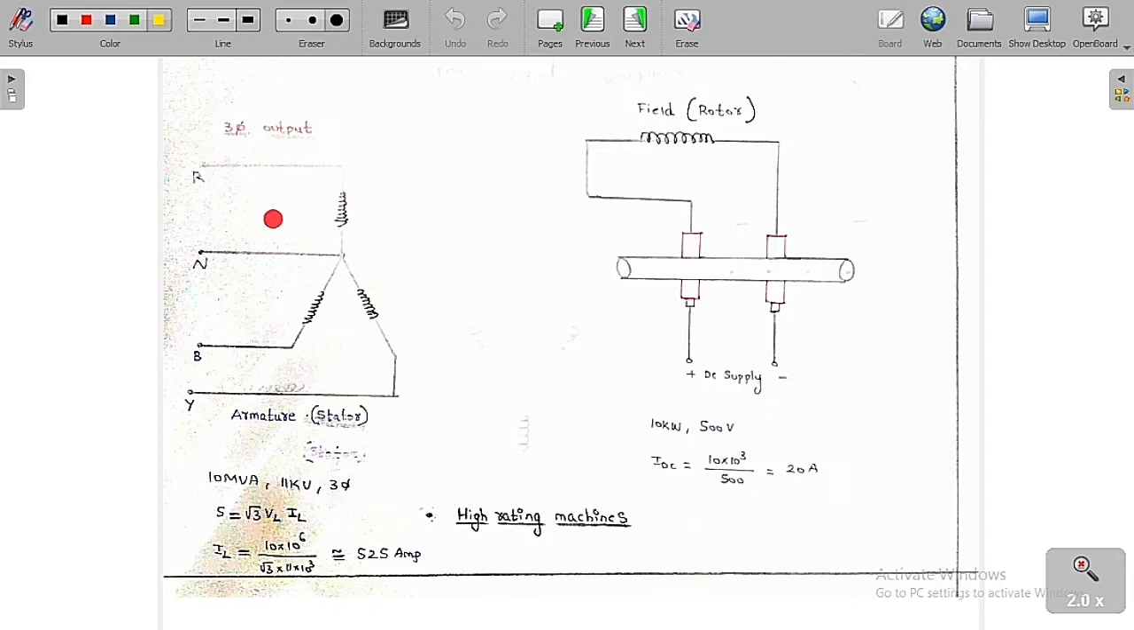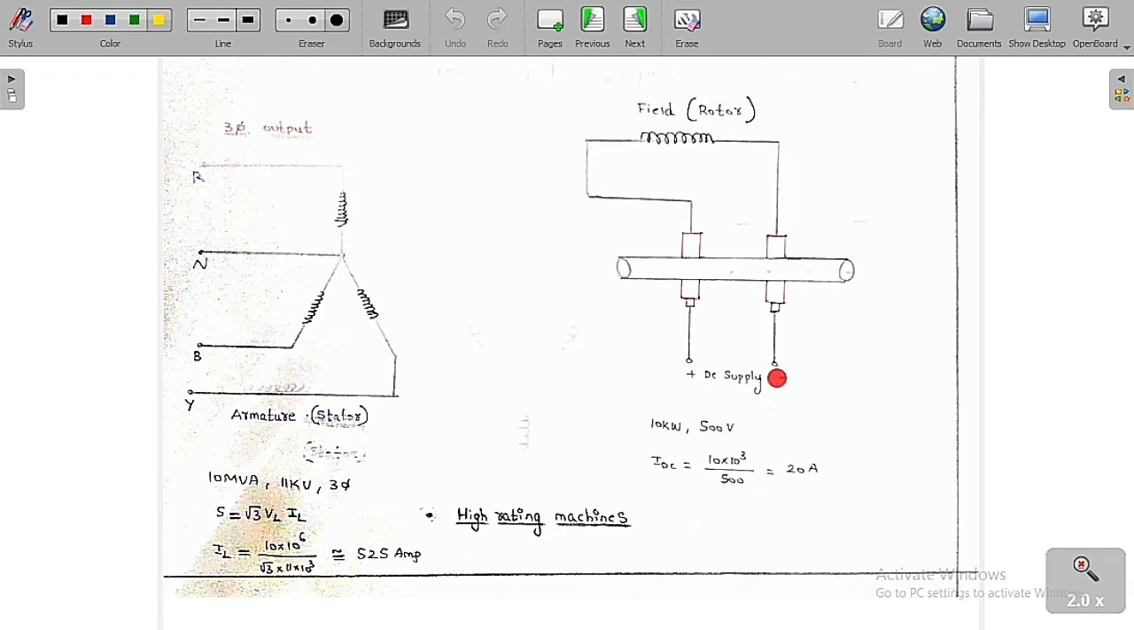So I already told you, now I have done the interchange. So therefore we can say that now the field winding is kept on the rotor and the armature winding is kept on the stator. See, the stator itself is stationary, so we can keep the armature winding. I have made the armature winding into a star fashion with a neutral, so we are going to have R, Y, B. And this is a rotor. On the rotor I have kept the field winding. The field winding will have only two terminals, so only two slip rings are required.